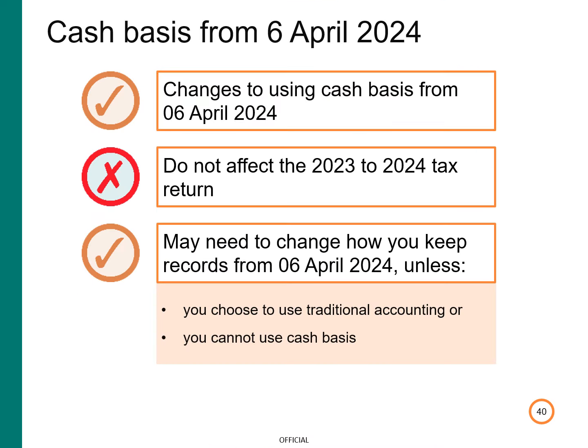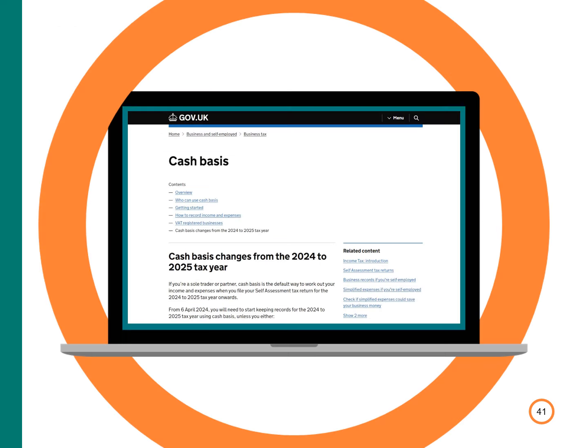Changes to using the cash basis from the 6th of April 2024 do not affect the tax return for 2023 to 2024. However, from the 6th of April 2024, you'll need to start keeping your records for the 2024 to 2025 tax year using cash basis unless you either choose to use traditional accounting or you cannot use cash basis. You can find out more about the changes on gov.uk. Just search gov.uk for cash basis.